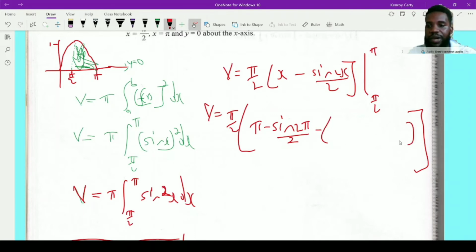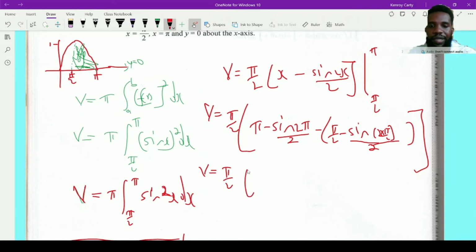minus, so I need a little bracket here now. I'm going to put in pi over 2 in the place of x. So I'm going to have pi over 2 minus sine 2 times pi over 2. I'll put the bracket there, all over 2. So volume equal pi over 2 out here. Alright, let me make sure I have this written properly so I don't make any mistakes. Alright, so volume equal pi over 2.